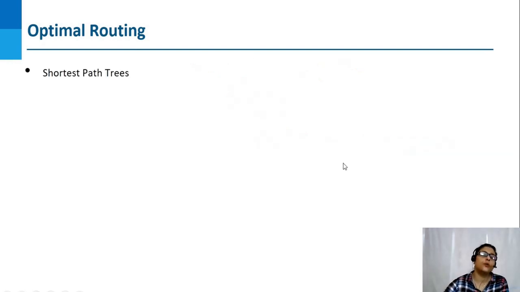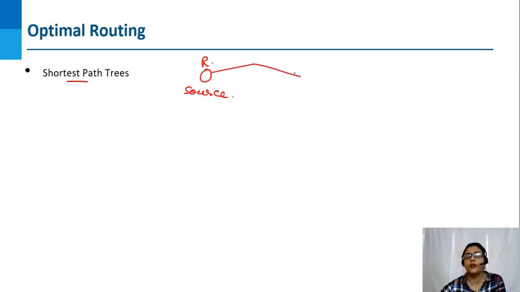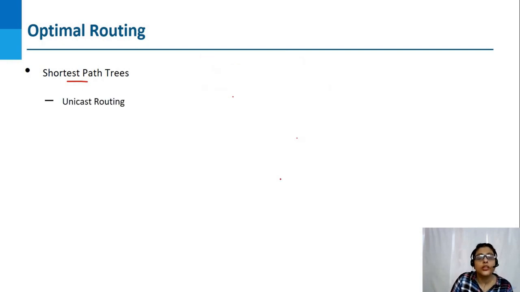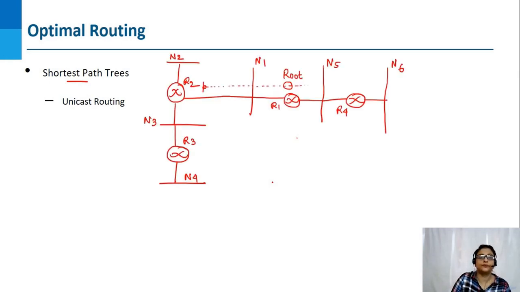In order to do optimal routing, we create shortest path trees. Shortest path trees means there is a root node, which is basically the source, and from the root node there may be several shortest path trees which can lead to several destinations D1, D2, etc. Now, this shortest path tree for unicast routing is different from that of multicast routing. Let us understand the optimal routing using shortest path tree for unicast routing.